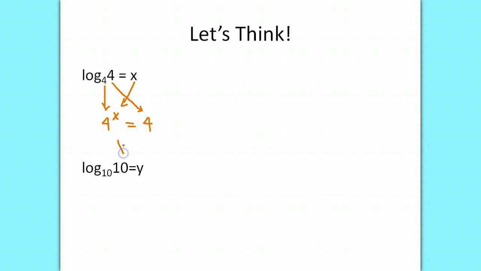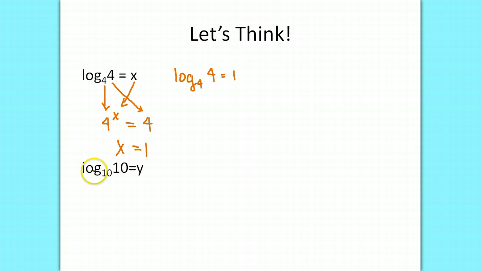So x is going to equal 1, right? 4 to the first power equals 4. So if you notice, if I write this in logarithmic form, what we're saying is log base 4 of 4 equals 1.